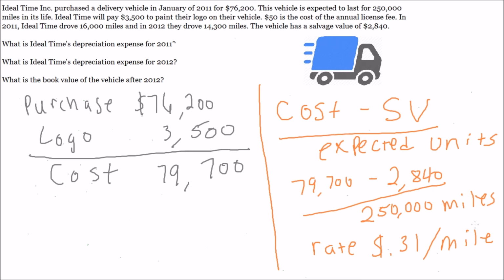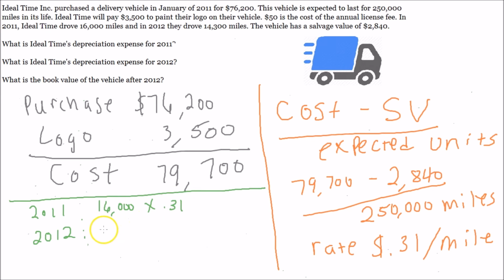So let's go ahead and figure out what our depreciation is for 2011 right here. So you drove 16,000 miles. Let's go ahead and calculate that. I'm going to do it over here on the left side. I'm going to do a little line to separate it out. So 2011 and 2012 right here. 2011, you drove 16,000 miles times 31 cents a mile.